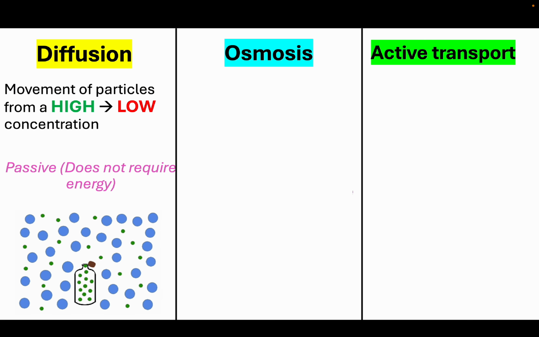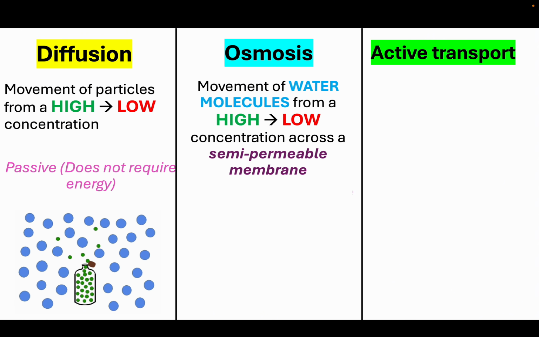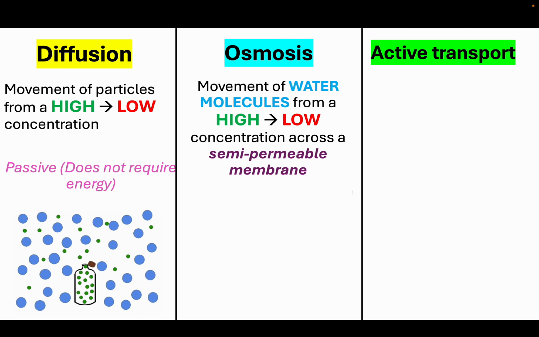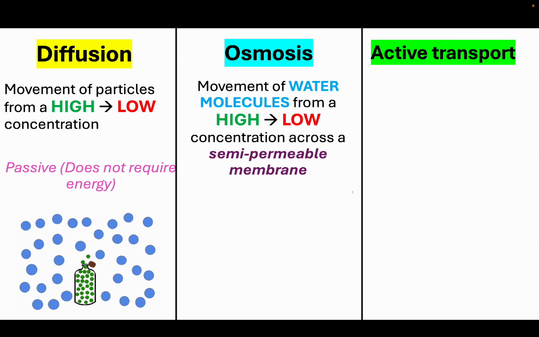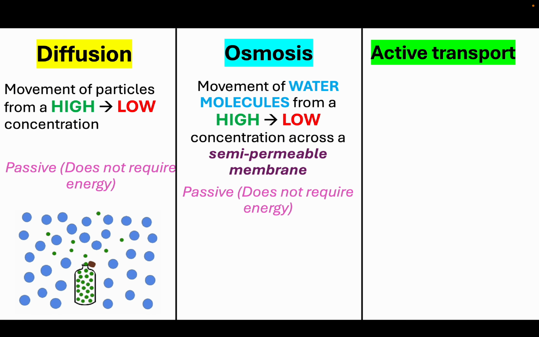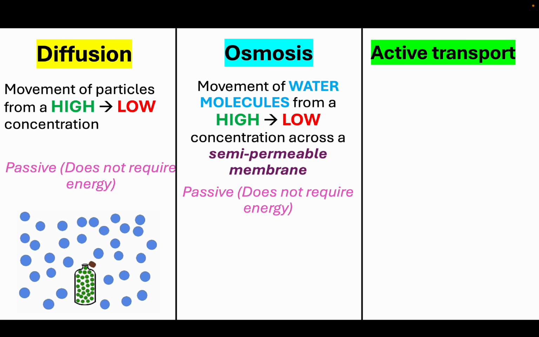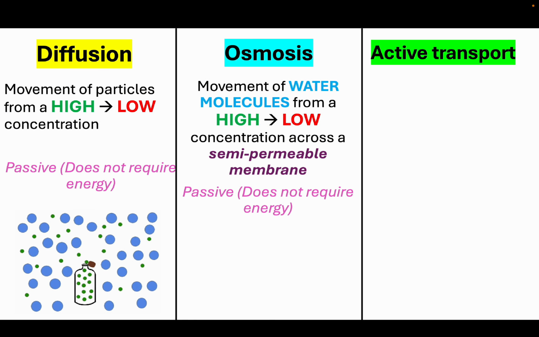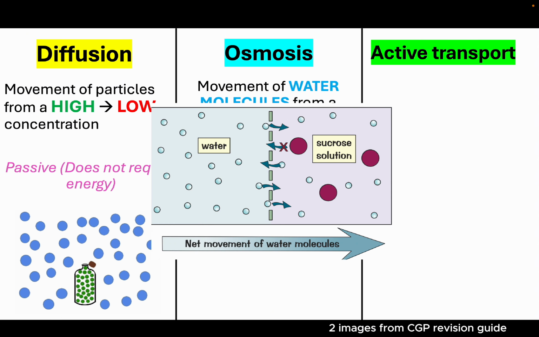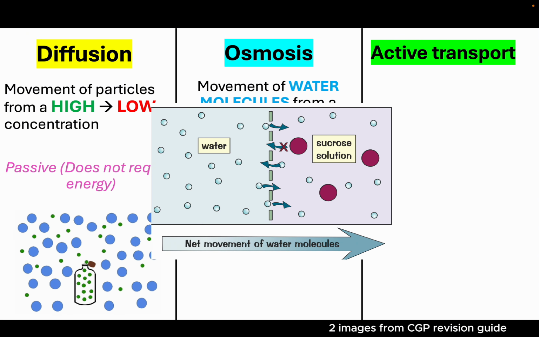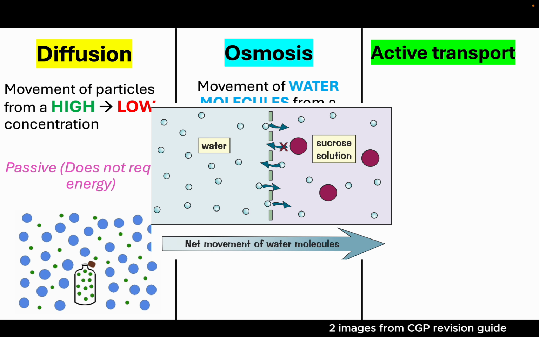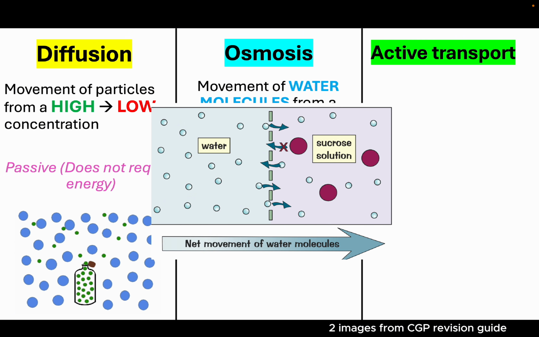Next is osmosis. Osmosis is the movement of water molecules from a high concentration to a low concentration, and this happens across a semi-permeable membrane. You need to have these three things in your definition for osmosis. Osmosis, just like diffusion, is also a passive process, meaning it does not require energy. The reason why it doesn't require energy is because it moves from a high to a low concentration. An example of where this can happen, if we look over here, you can see the water molecules moving across a semi-permeable membrane. So that's that divide down the middle. The water molecules can pass through, but the larger sugar molecules are unable to pass through it.